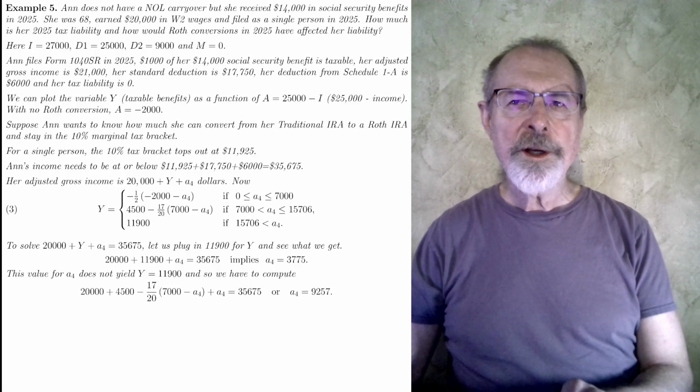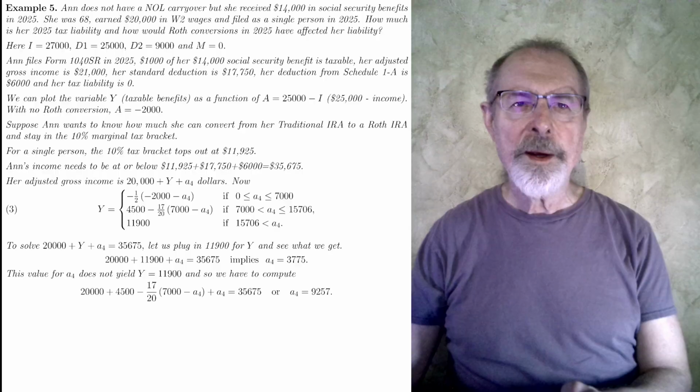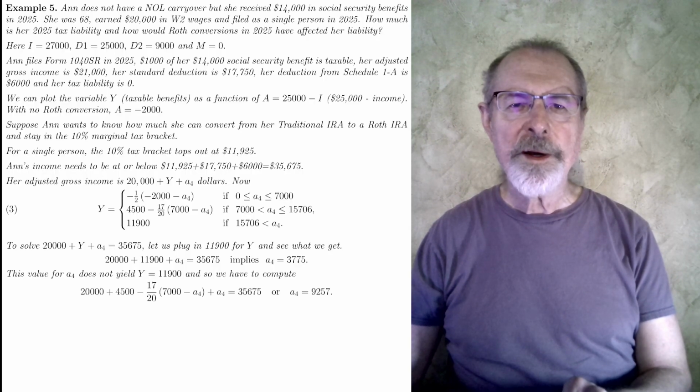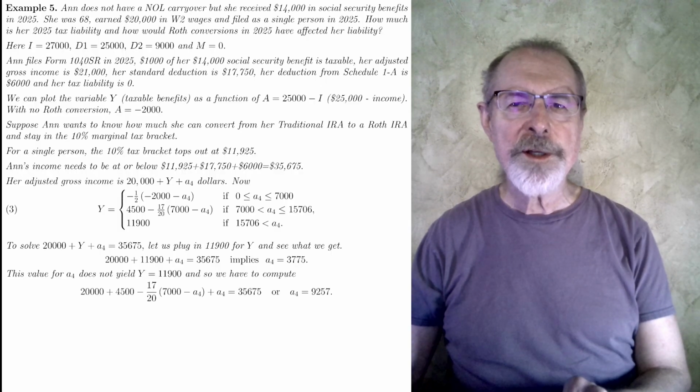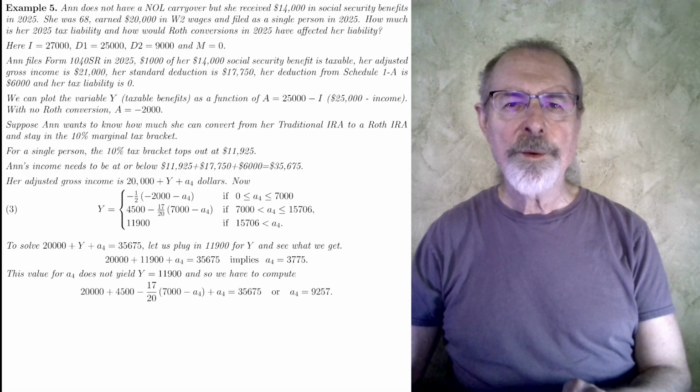Suppose Ann wants to know how much she can convert from her traditional IRA to a Roth IRA and stay in the 10% marginal tax bracket. Well, for a single person, the 10% tax bracket tops out at $11,925. So her income, taking into account her standard deduction or Schedule 1A deduction, has to be below $35,675. Her adjusted gross income is the $20,000 that she earned, plus the taxable portion of her Social Security benefit, plus A4. Now that's the amount she wants to convert.